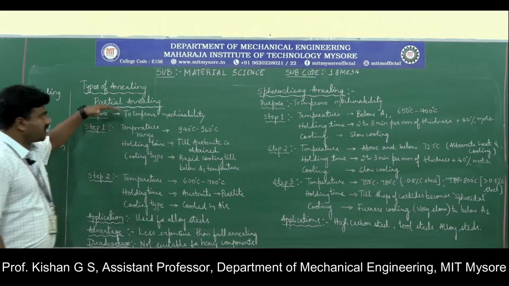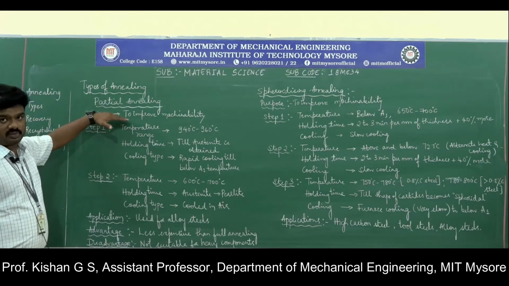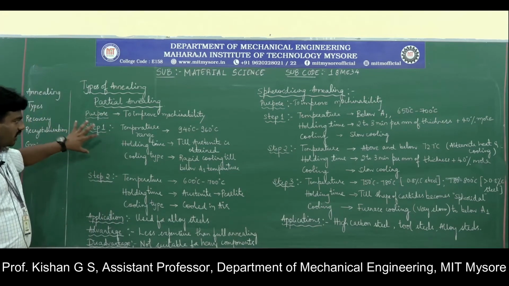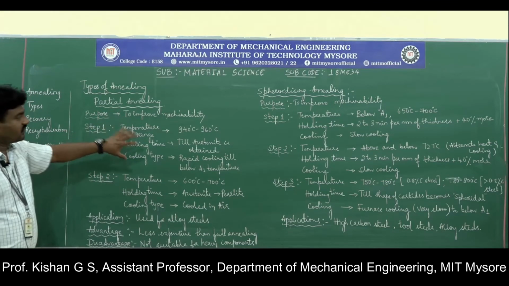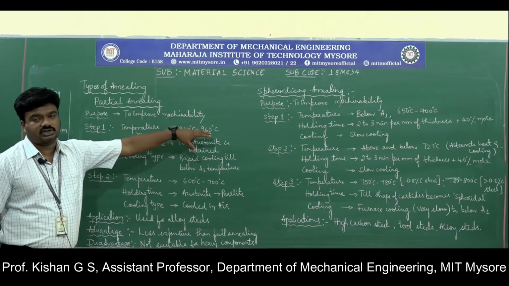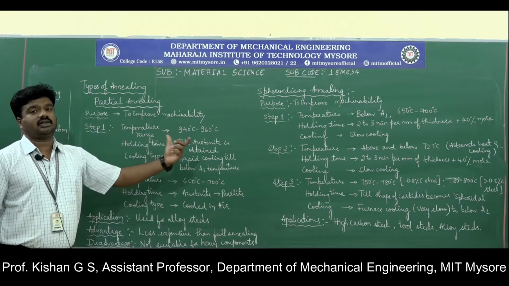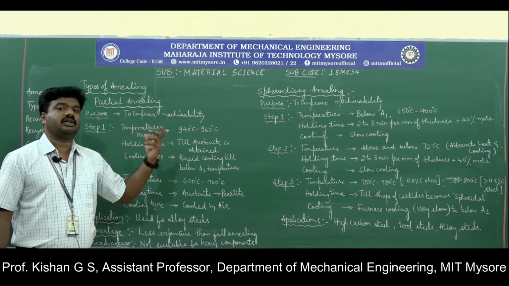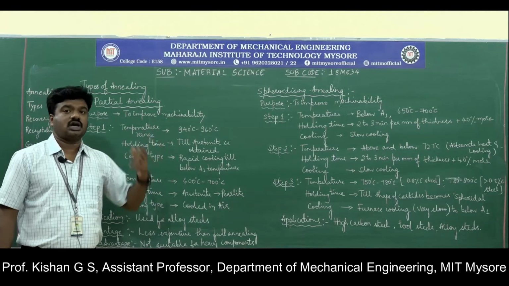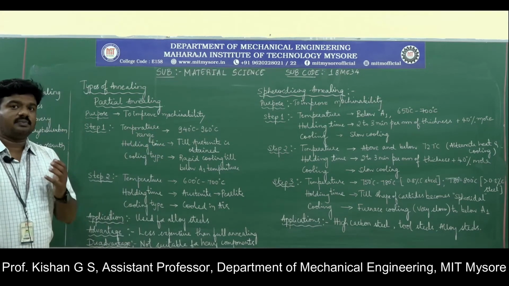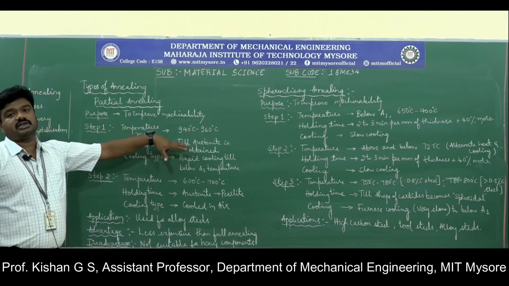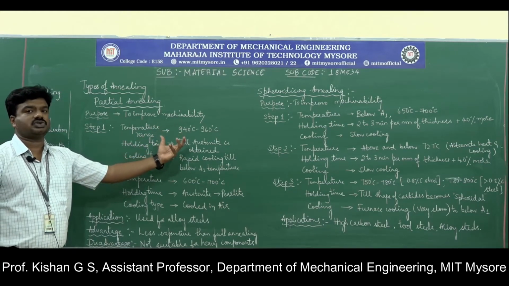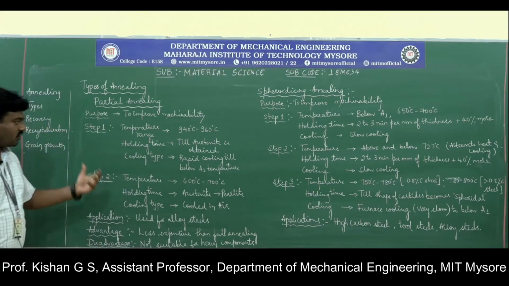So you can observe here in partial annealing, the purpose is to improve the machinability, and here the specimen is treated in two stages. In stage 1, you are going to heat the specimen from 940 degrees Celsius to 960 degrees Celsius. That is the temperature range wherein you are going to heat the specimen. Next, what is the holding time? When the temperature of that particular specimen is between 940 to 960 degrees Celsius, you have to hold the specimen at that temperature till the austenite phase is obtained, followed by the cooling type.